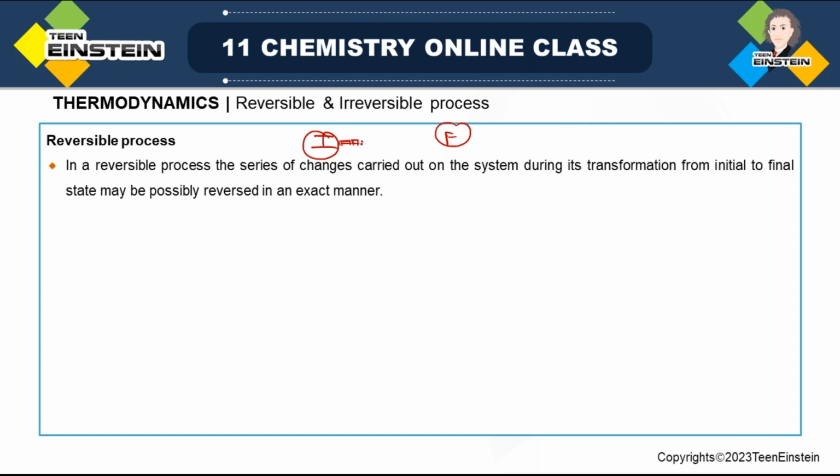So this is one change, then another. In this way, suppose we are doing a series of changes from the initial to the final state, and we are doing it in such a way that it may possibly be reversed in an exact manner. So the series that you are following here, when you are moving from F to I, final to initial, you can reverse the path, and it will follow the exact initial and final states.